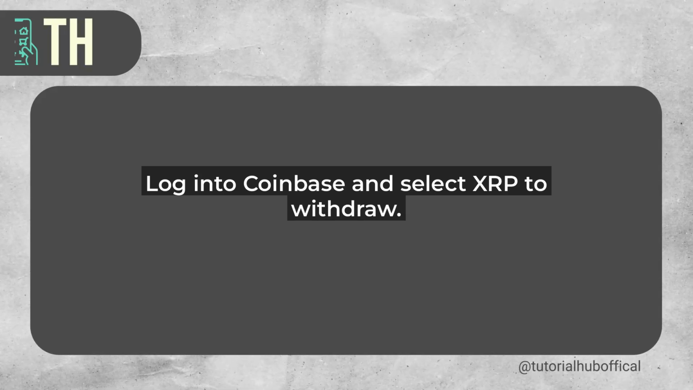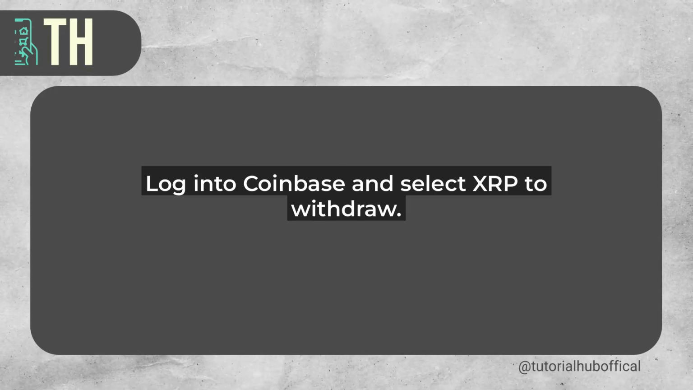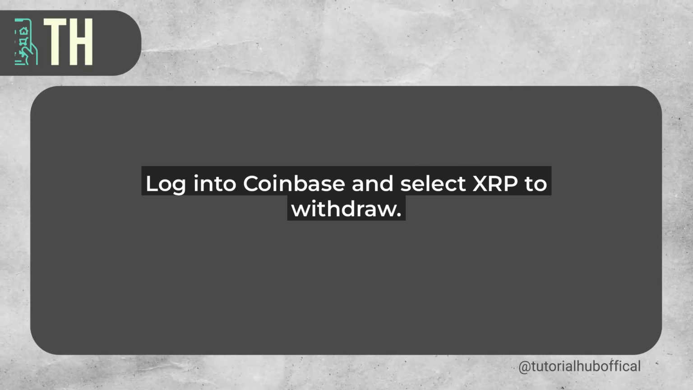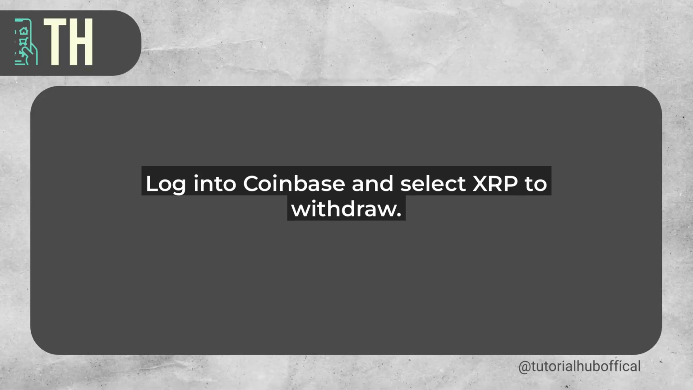Step 1. Log into your Coinbase account. Head over to the dashboard, find your XRP balance, and click on Withdraw. You'll be prompted to select XRP as the asset.